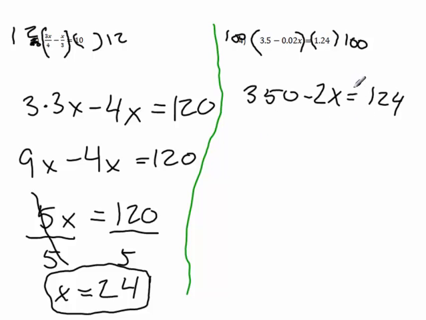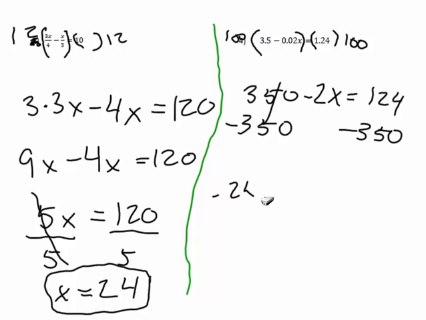Now, again, with the big goal being isolating the variable here, I want to remove the 350 first because it's just a number, and that's going to associate with the right-hand side. So I get negative 350 or minus 350, excuse me, from both sides. And I'm left with negative 2x on the left-hand side.